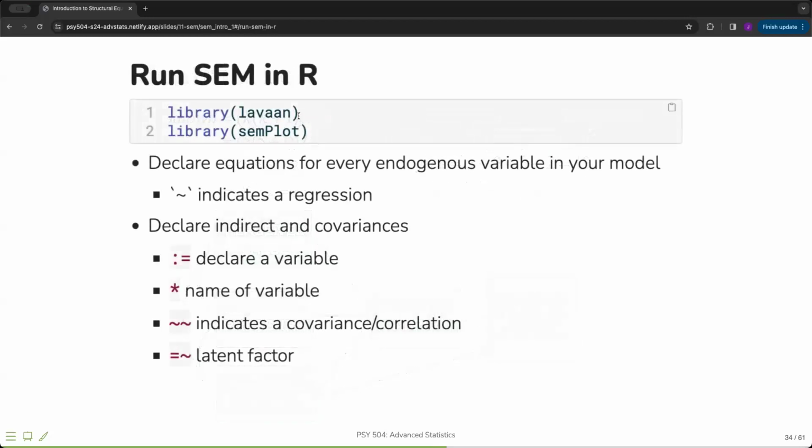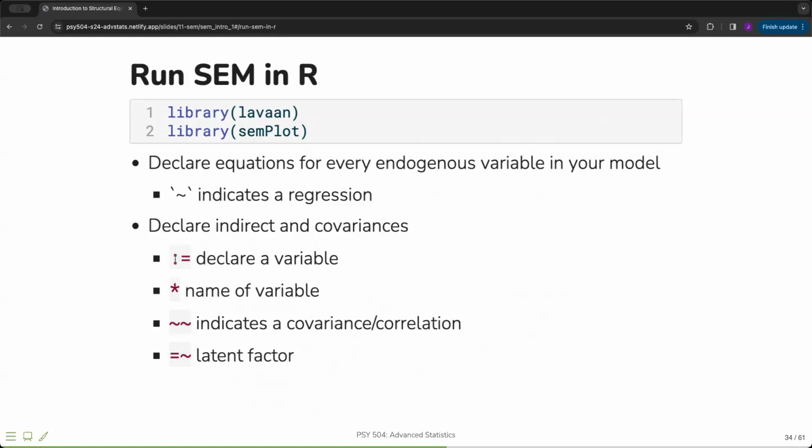So to fit our structural equation model, we're going to be using lavaan. And I already introduced lavaan last week. And kind of a pain in lavaan is that you have to specify every single part of the path explicitly. So we need to declare equations for every endogenous variable in our model, right? So we can use the tilde symbol, and that indicates a regression. And we also need to declare indirect effects and covariances as well.